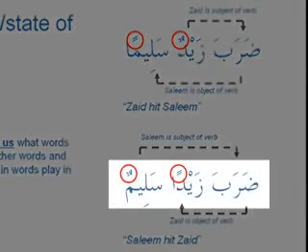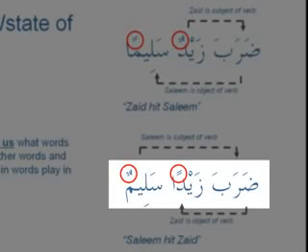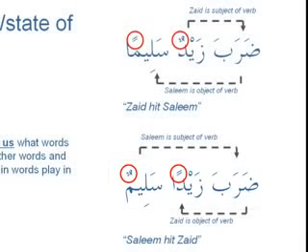And then down the bottom we've got exactly the same sentence, but we've swapped Zaydun for Zaydan and Saliman for Salimun. So we've swapped the fathatain and the dhammatain around. And the word order is the same. So Daraba is first, then we've got Zaid, and then we've got Salim. The word order is exactly the same. However, the first sentence means Zaid hit Salim, and the second sentence means Salim hit Zaid.